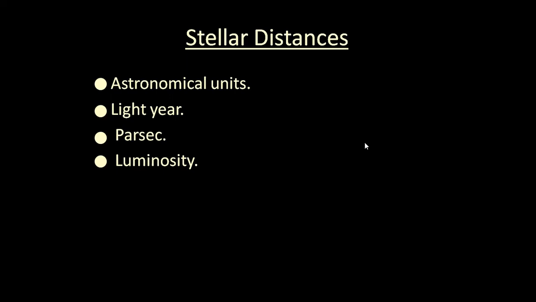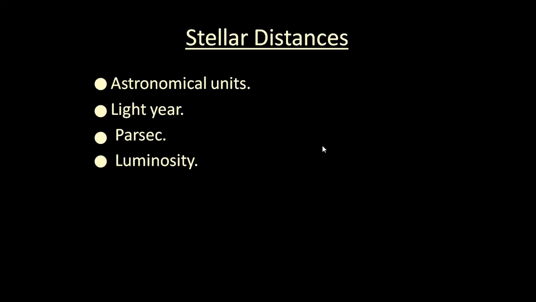Next is the light year. What is meant by a light year? As the word itself says, the light year is the distance light travels in a year. The speed of light is 3.0 into 10 power 8 meters per second, and it travels for a year, that is 365 days, multiplied with it. That is called the light year, and its SI unit is Ly. This is what the light year is.